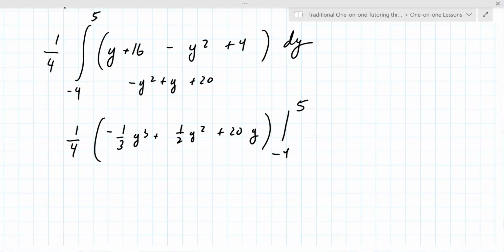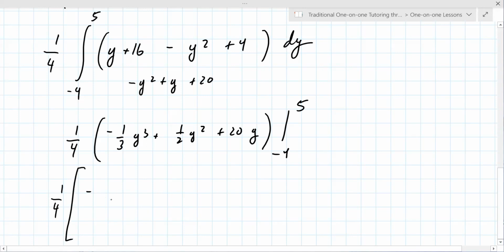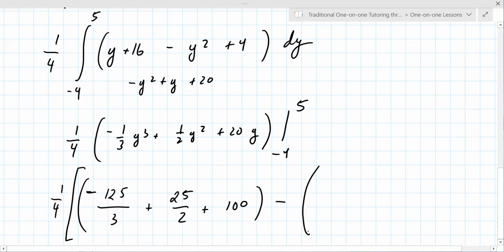Yeah, let's just finish it. Okay. So it's 5, everything multiplied by 5 first. And then minus 1/3, negative 1/3 times negative 4. One half times negative 4 squared.